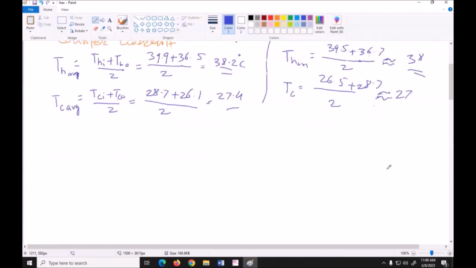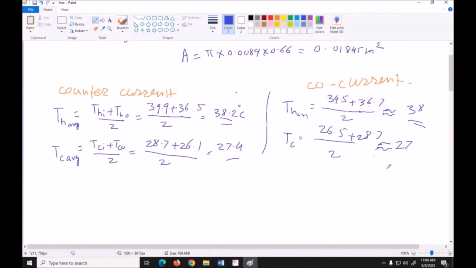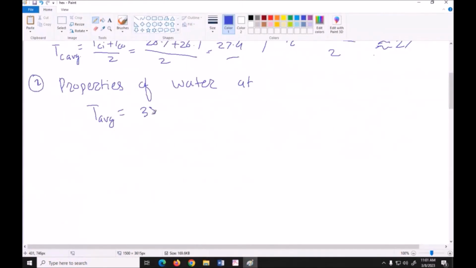So we'll choose the properties of water at 38 and 27. Number 2, properties of water at THavg equal to 38.2 degrees centigrade and TCavg 27.4 degrees centigrade. We will use the same properties for counter and co-current, so it doesn't matter. Which properties do I need? Specific heat and density of hot water, and specific heat and density of cold water.